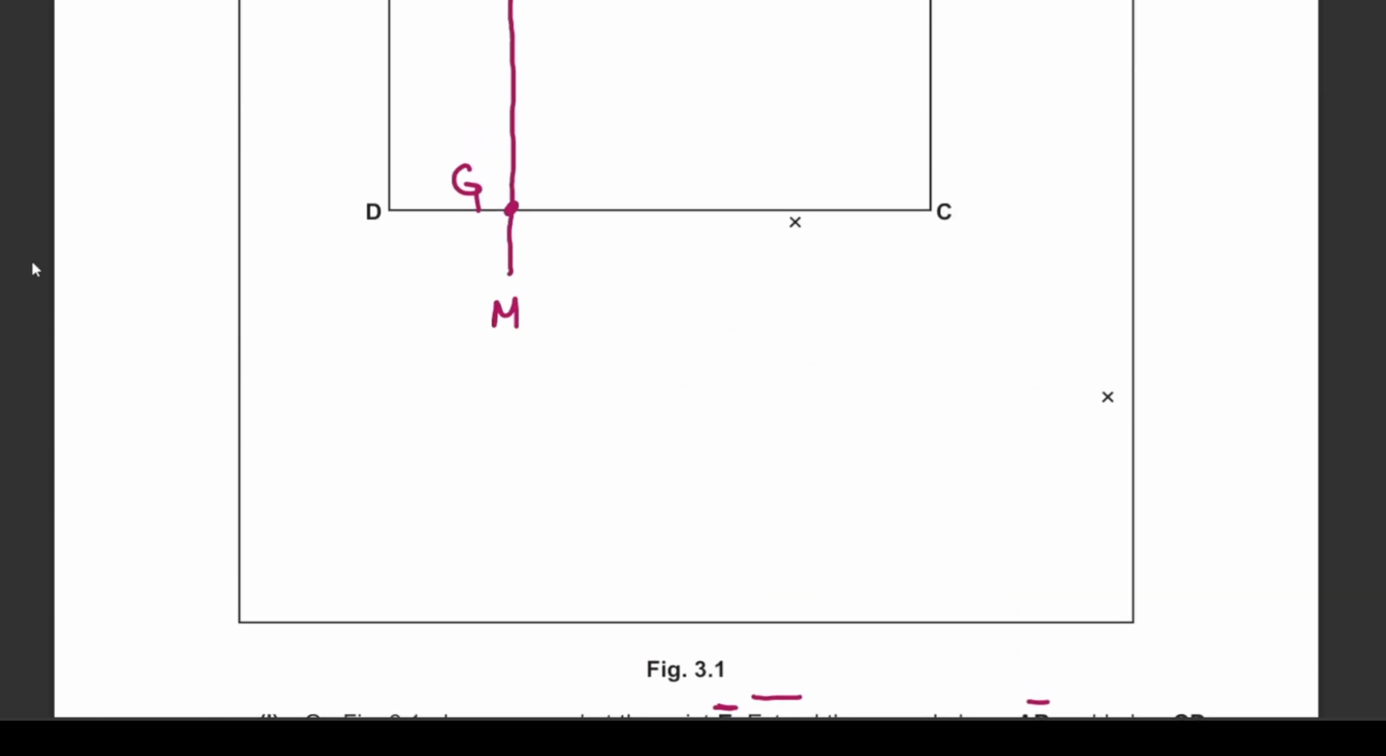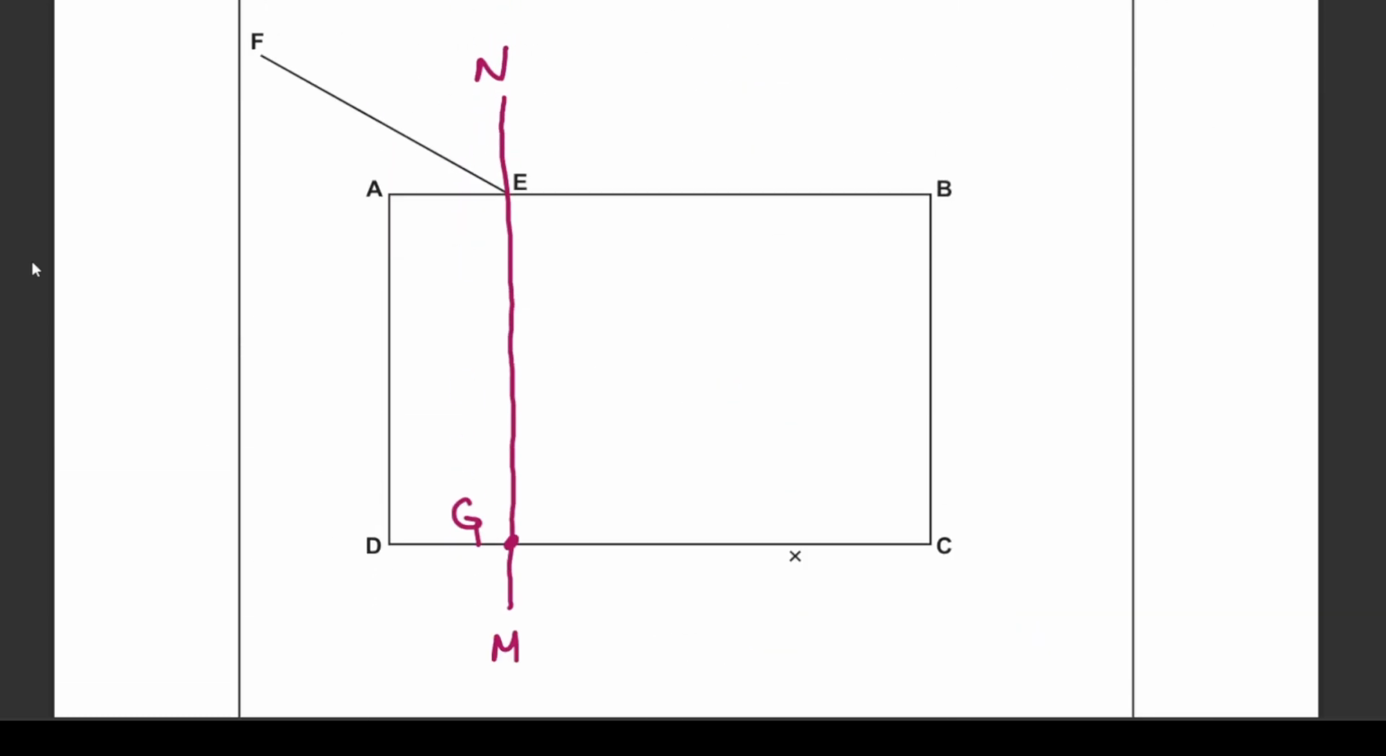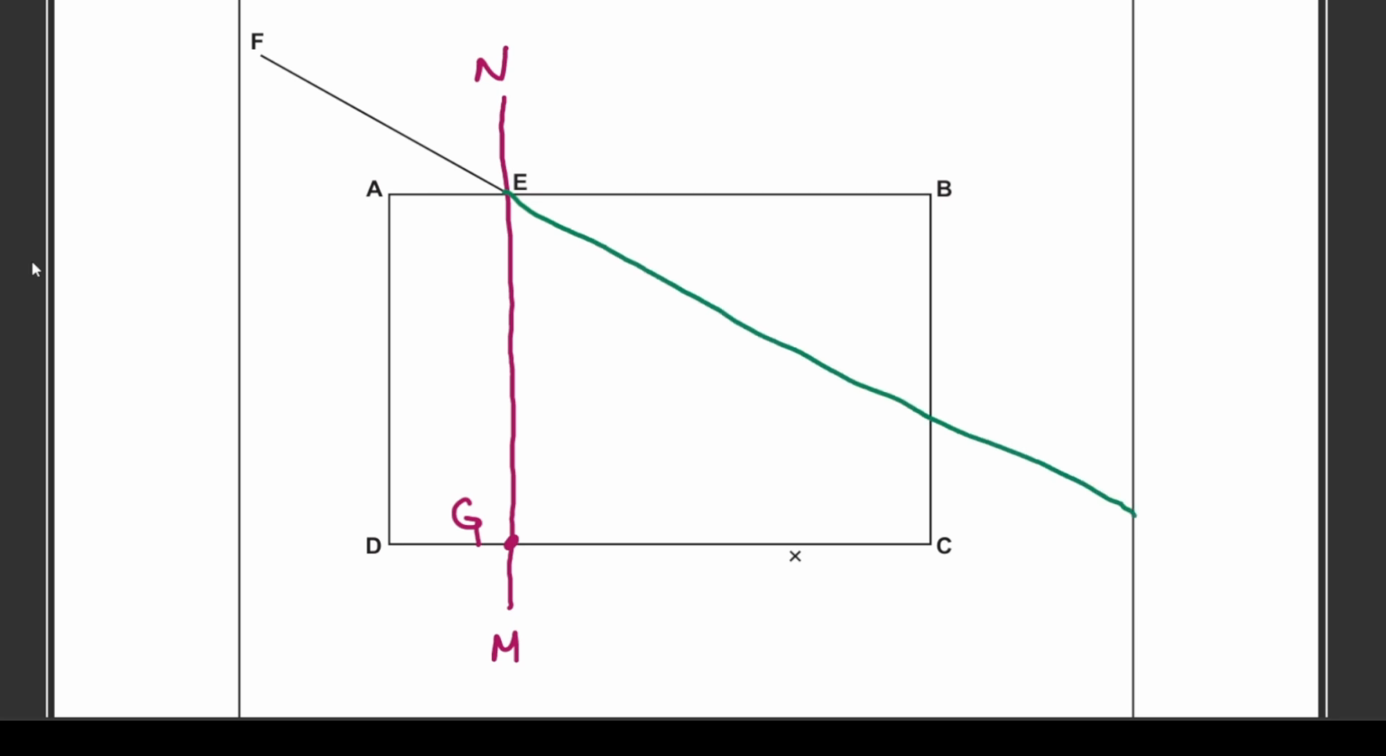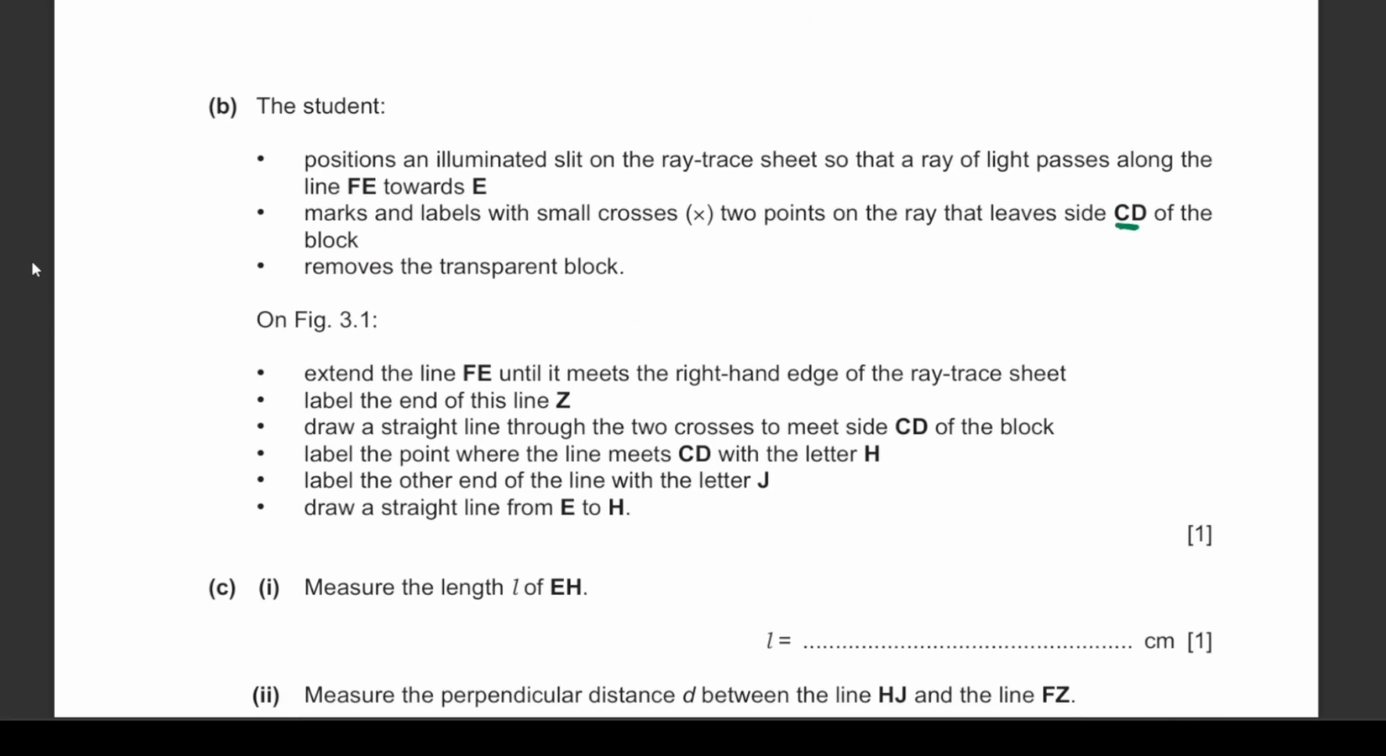So where's the line FE? You will place your ruler like this and extend the line as far as you can until it reaches the end of the sheet. Okay, so somewhere along this point. Let's extend it. So we extend the line with a ruler and end it here because that's what he mentioned. We are done with the first point.